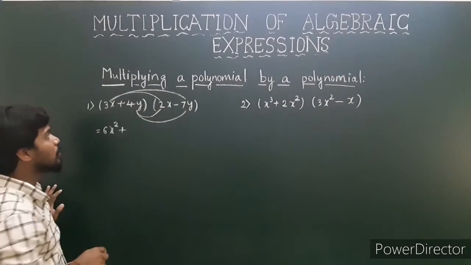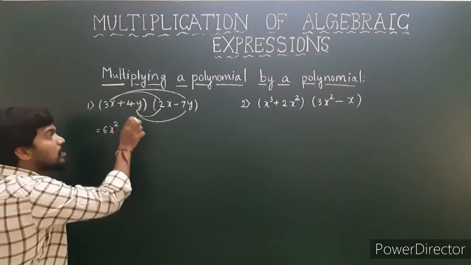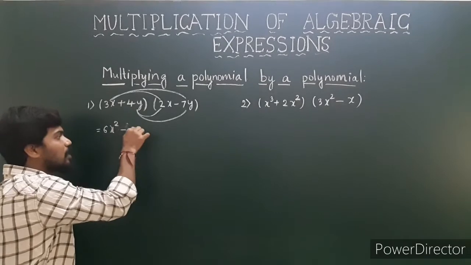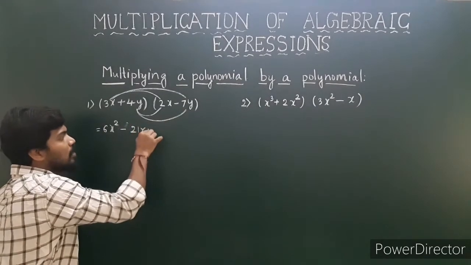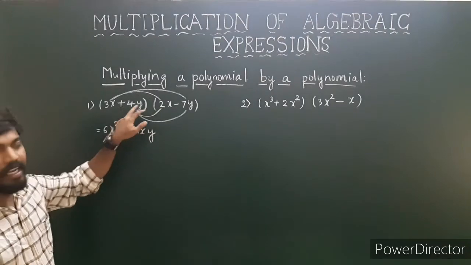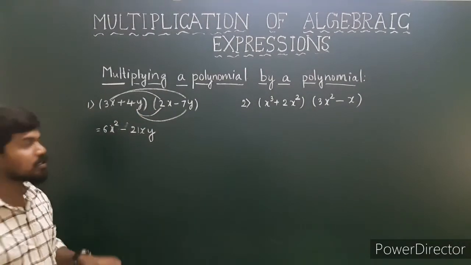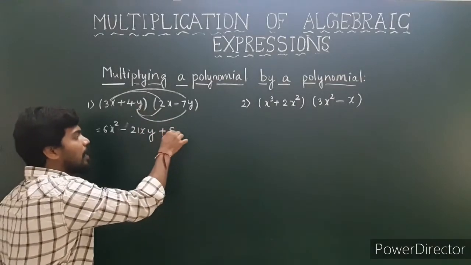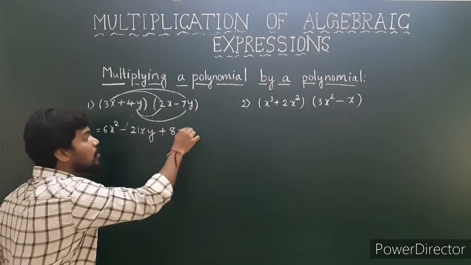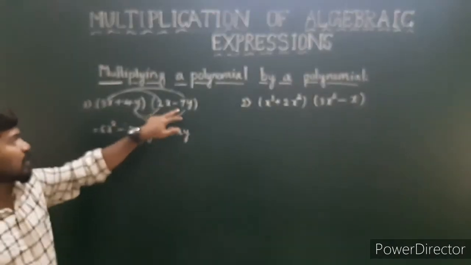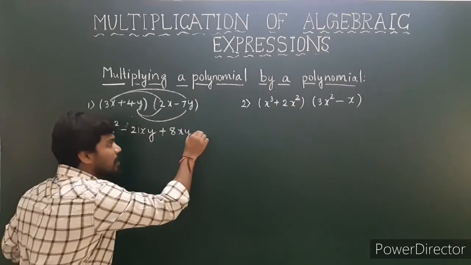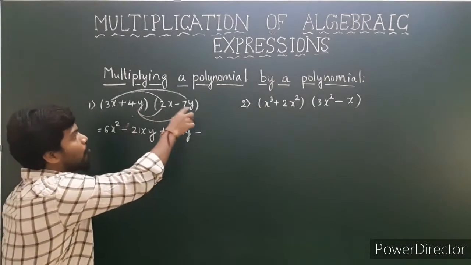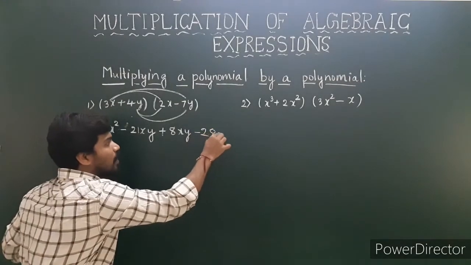So next, first to second. 3 7s are, so you have plus into minus sign. 3 7s are 21xy. Now second to first, 4y into 2x, so plus into plus. 2 4s are 8xy. Next 4 7s are, plus into minus, 4 7s are 28y into y, 28y square.